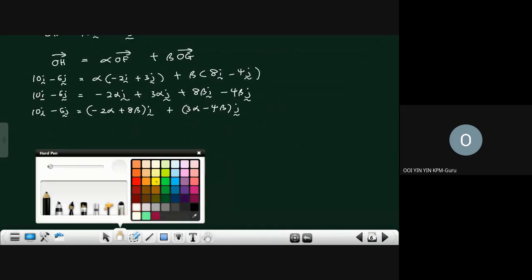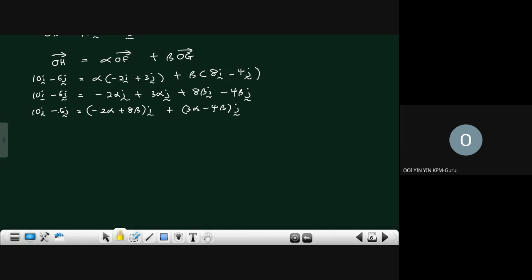No. Okay, come. Then we compare. To this point, we compare. Okay, comparing with your i and j. Can you see your 10 here? Your 10 here is of vector i, right? Compare with your vector i here. This one will give you 10 equals to negative 2 alpha plus 8 beta. Yeah, you came out with this one.